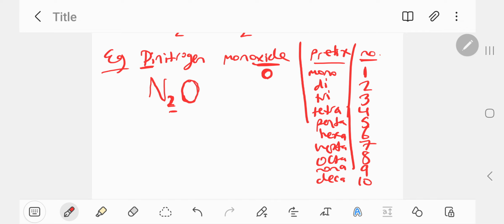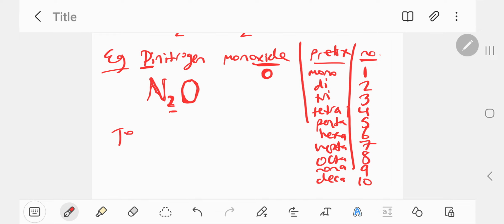So you write the chemical symbols. Nitrogen has a chemical symbol of N. Oxygen, O. You don't put a 1 here. You can if you want, but it's preferable that you don't. In chemistry textbooks, that's how it's written. That's dinitrogen monoxide.